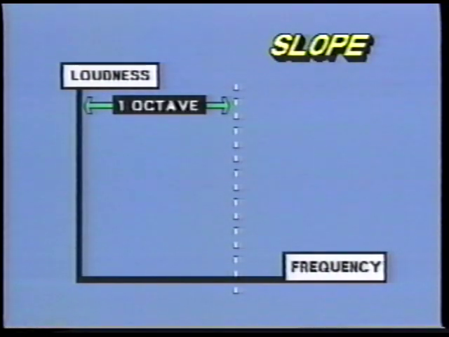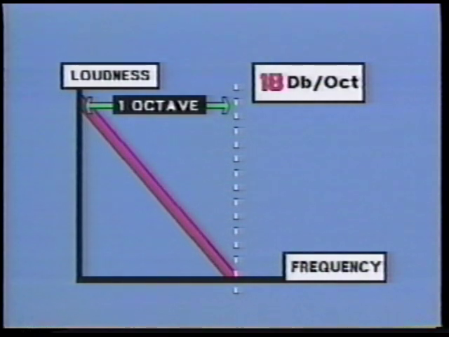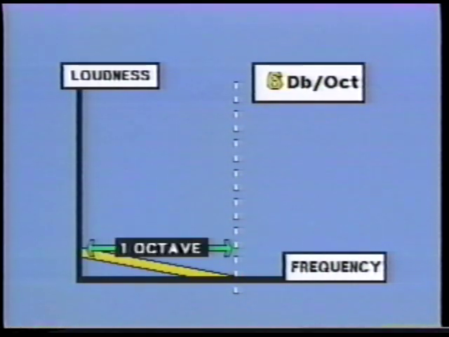Slope is the angle of boost or cut an equalizer will deliver over a 1-octave range. A sharp slope will have a greater number of dB per octave than a gentler slope of a few dB per octave. Slope is usually not adjustable in board EQ, however, it does change with variable bandwidth.